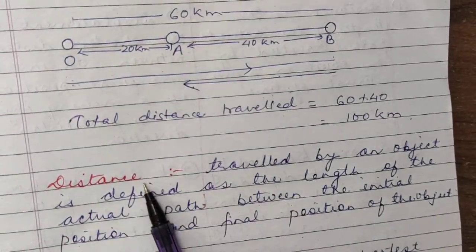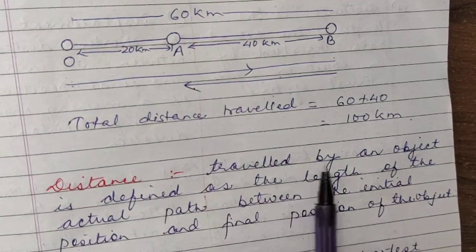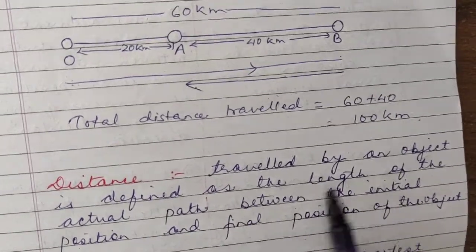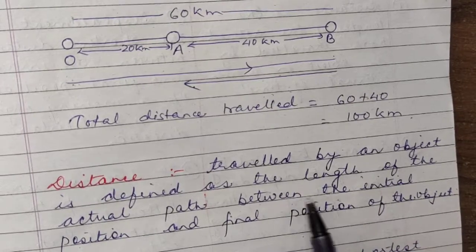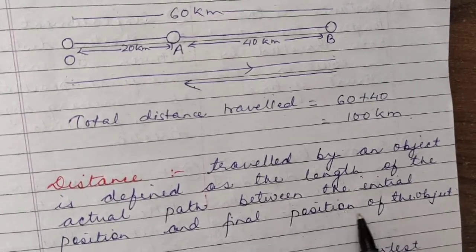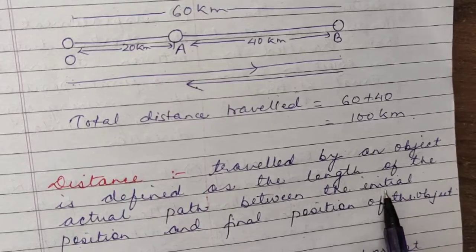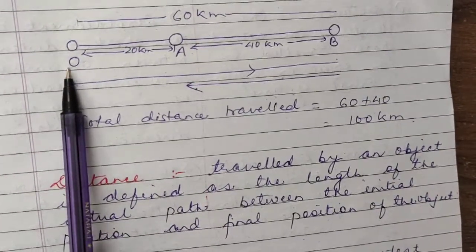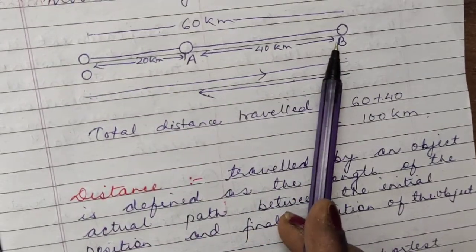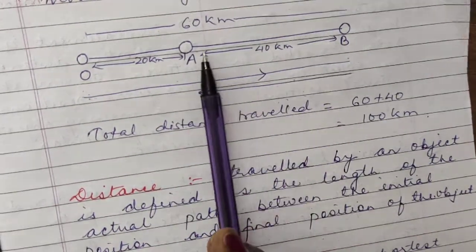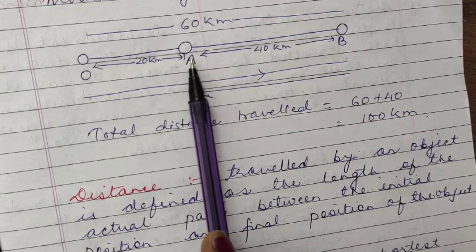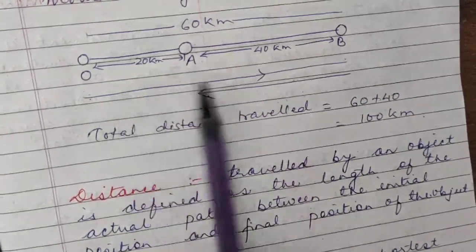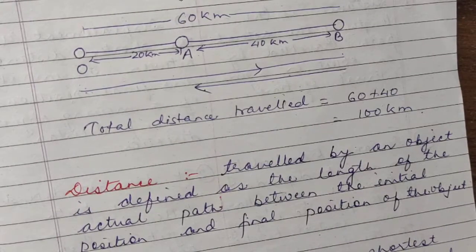So, we can define distance as: distance travelled by an object is defined as the length of the actual path between the initial and the final position of the object. Initial means starting. So, what was the starting position here? O. From here it went to B, that was 60 km, and then again it returned back to A, that is its final position, that is again 40 km. So, the total distance travelled is 100 km.